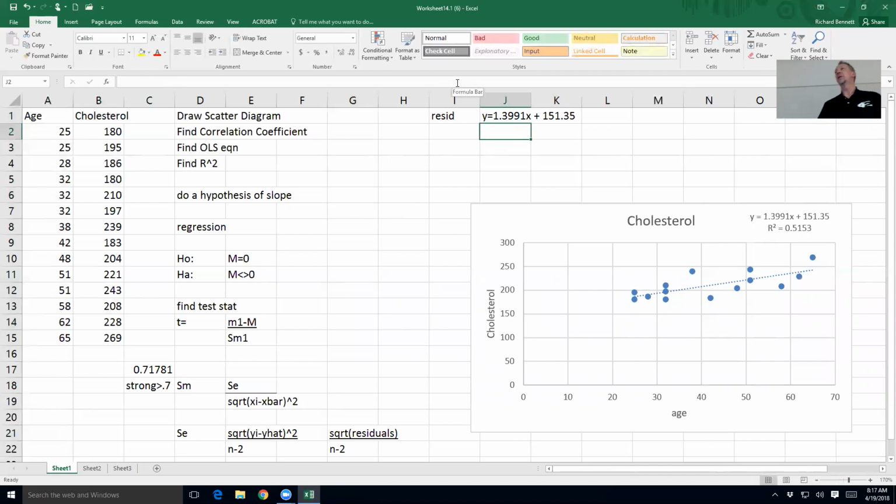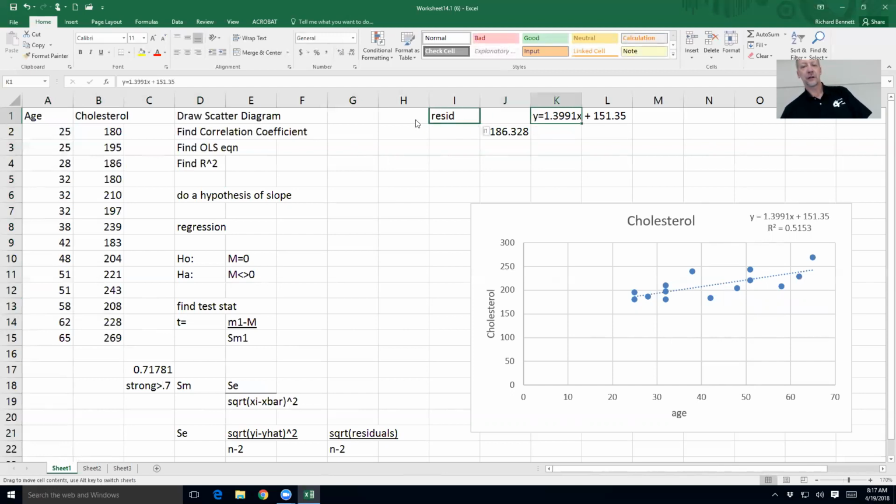Okay, so we're using that. Then you plug in your x value, which should be the ages. My x value in this first one will be 25 times 1.3991 plus 151.35. So this is really the predicted.